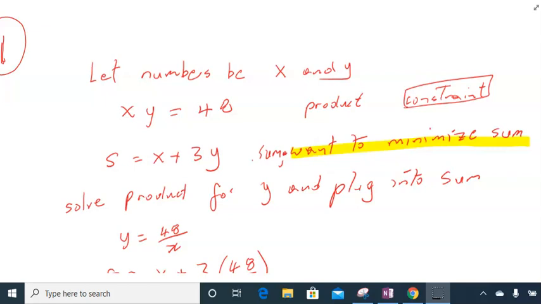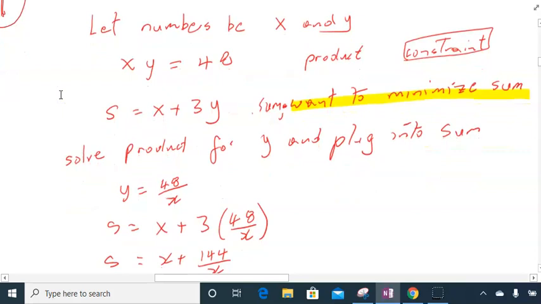So s is equal to x plus 3y. And the sum is the thing that we want to minimize given our constraint, which is a product, x times y equals 48. We want to solve the product for y and then plug in that value for y into the sum function. You might want to ask, could we have solved it for x first instead? Yes, you could.